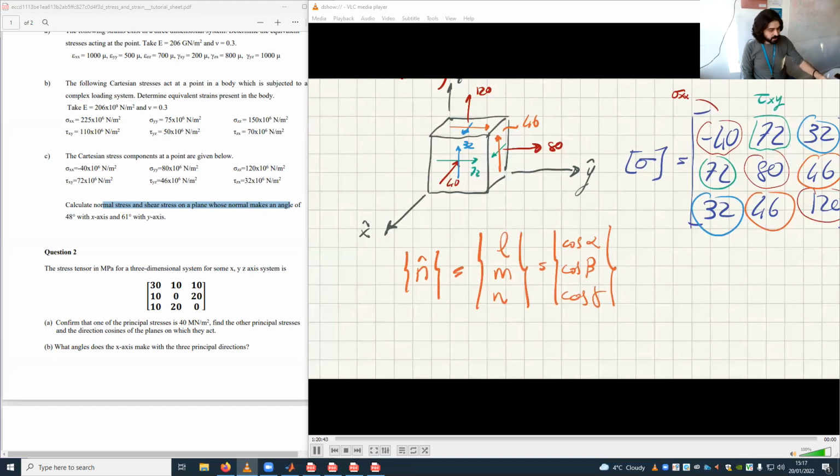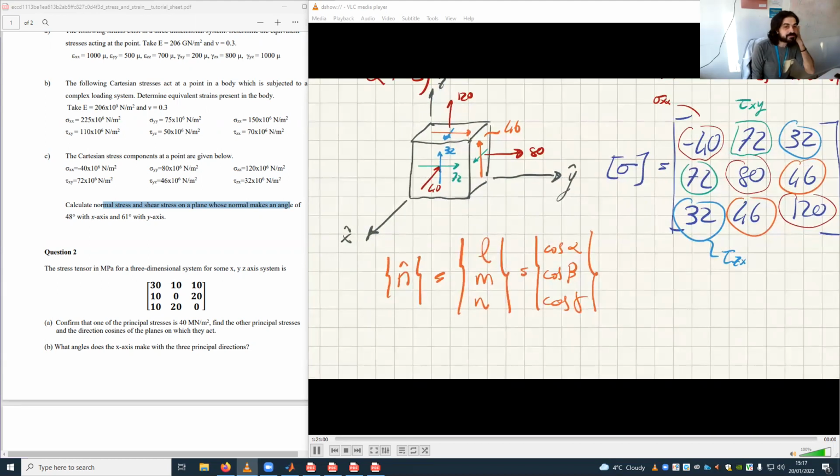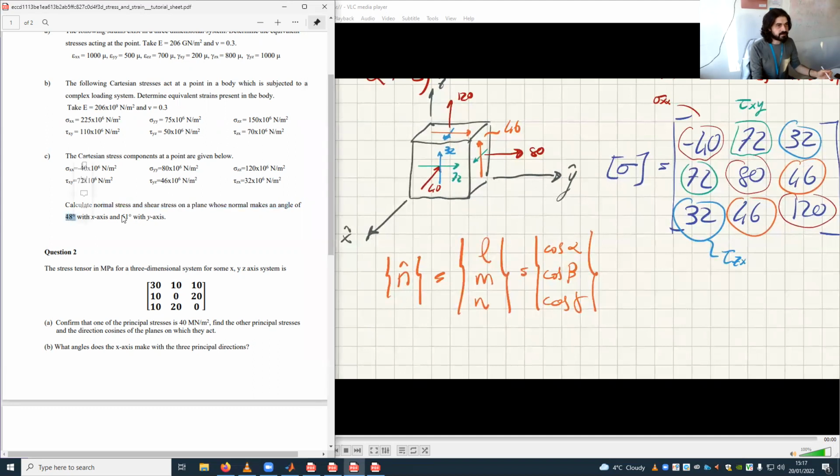So asking what is 32 again? 32 is tau xz. This one, tau zx. And this one is tau xz, which of course are equal, not opposite, just equal, because it must be symmetric. L, M, N, cosine of alpha, beta, gamma. And then we have alpha is 48 degrees and beta is 61 degrees.